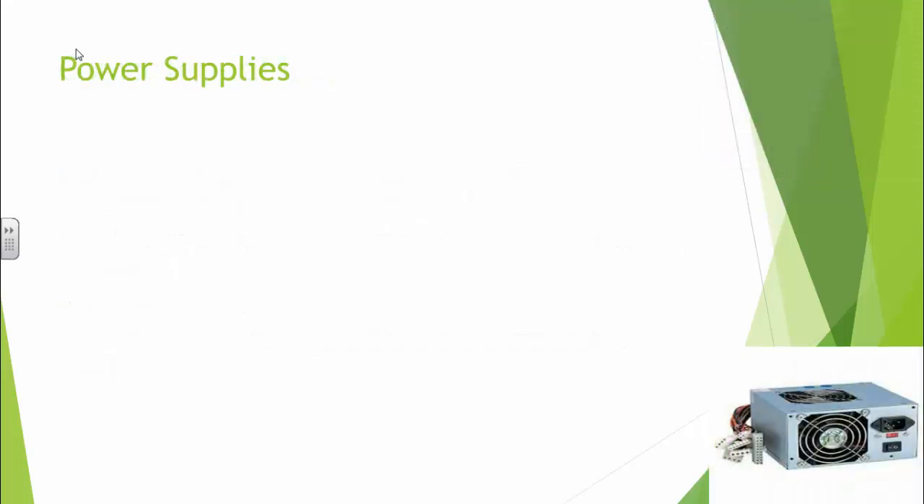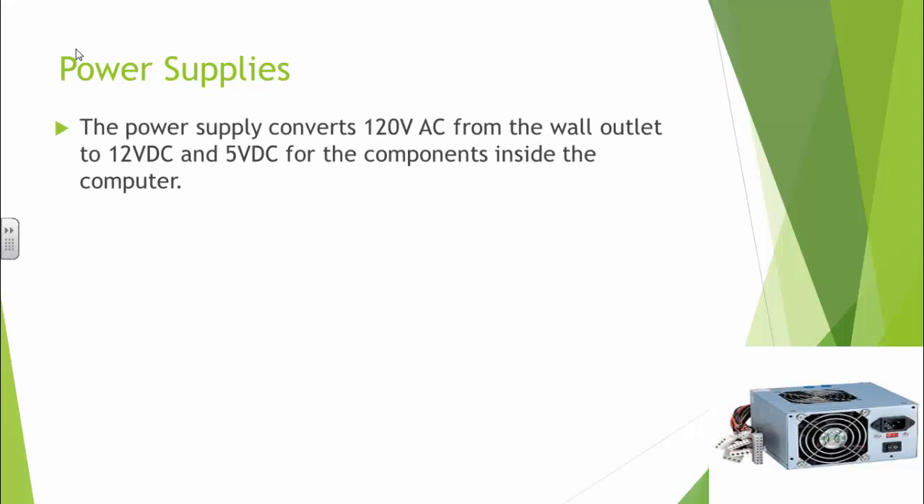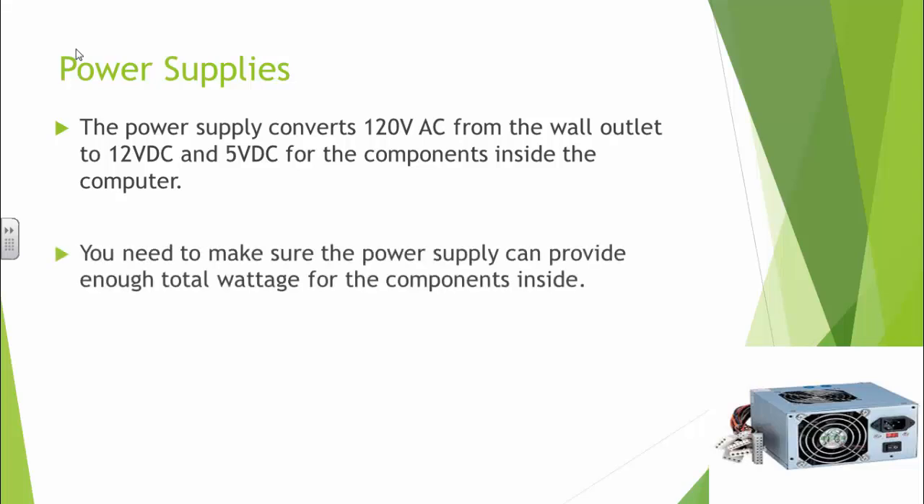The power supply is a critical component, even though we've named it the wrong thing in some ways. So the PSU doesn't supply power. Rather, it takes power from the wall. It takes 120 volt AC from the wall outlet and converts it typically to 12 volts DC and 5 volts for the components inside the computer.